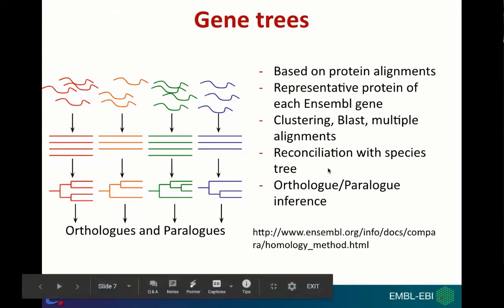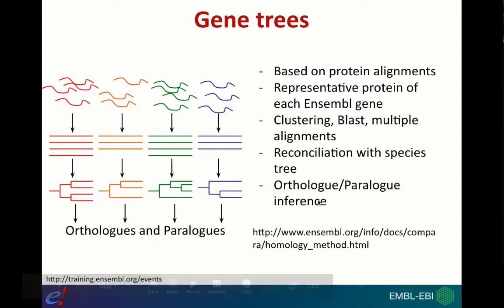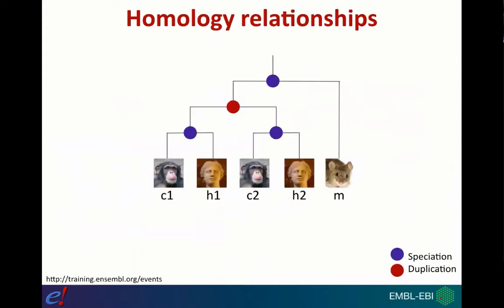The next step is to reconcile the gene trees against the known species tree. And then the final thing that we do is we take our gene tree and we infer the homology relationships. So we look for the ortholog and paralog relationships between the members of the tree.